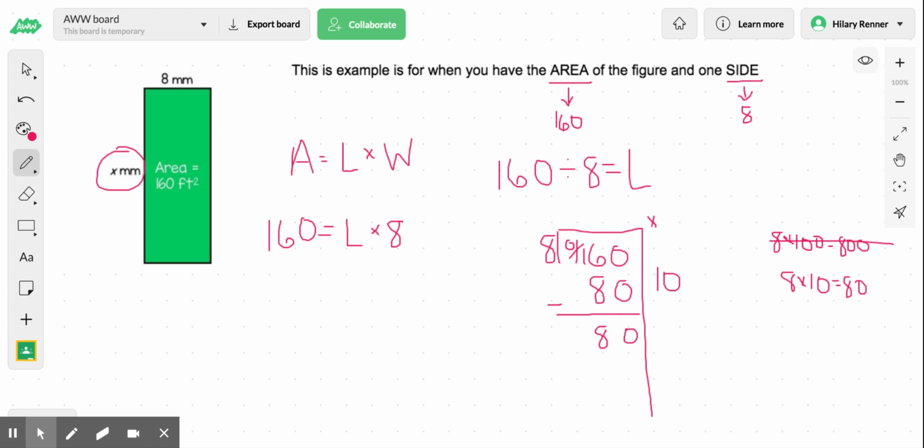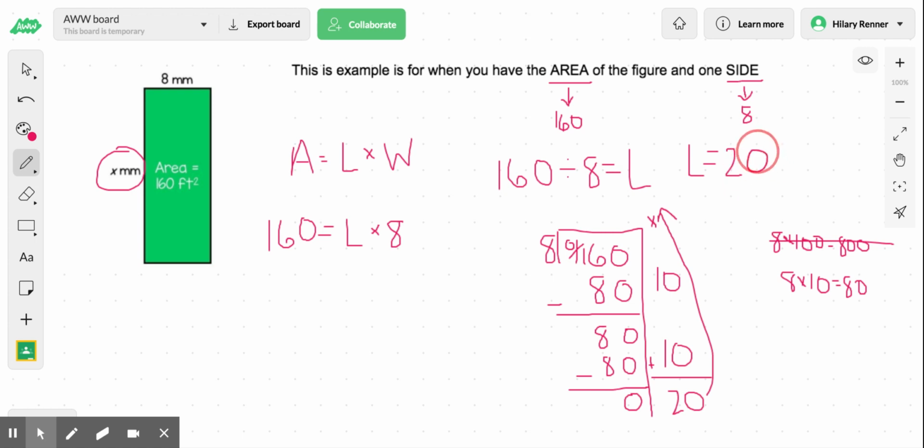Can I take another 10 out of this 80? Well, yeah, because 8 times 10 is 80. So I will put my 10 over to the side again. 8 times 10 is 80. So in this case, I have used all of what I have. With partial quotients, we have to add up the two partials. So 10 plus 10 is 20, which means that goes back to what my answer is. So 160 divided by 8, the L equals 20.